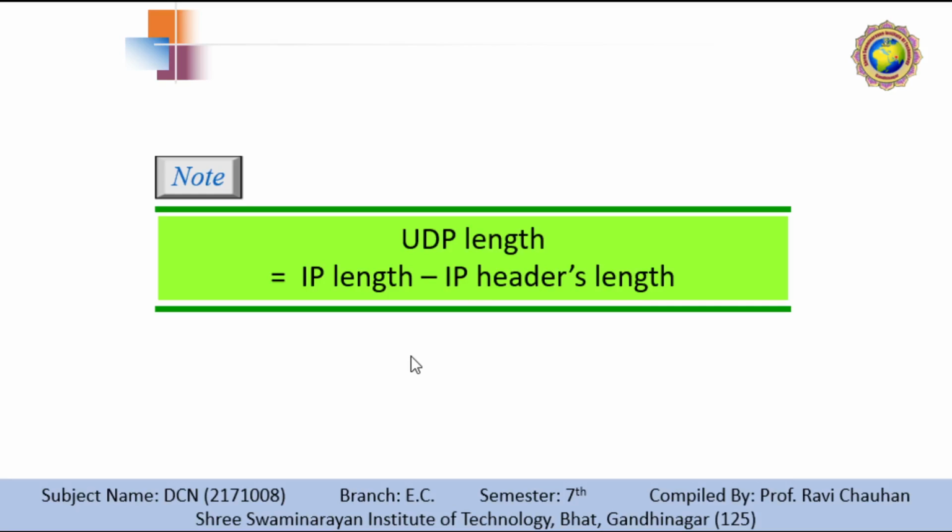However, the designer of the UDP protocol felt that it was more efficient for the destination UDP to calculate the length of the data from the information provided in the UDP user datagram rather than ask the IP software to supply this information. We should remember that when the IP software delivers the UDP user datagram to the UDP layer, it has already dropped the IP header.